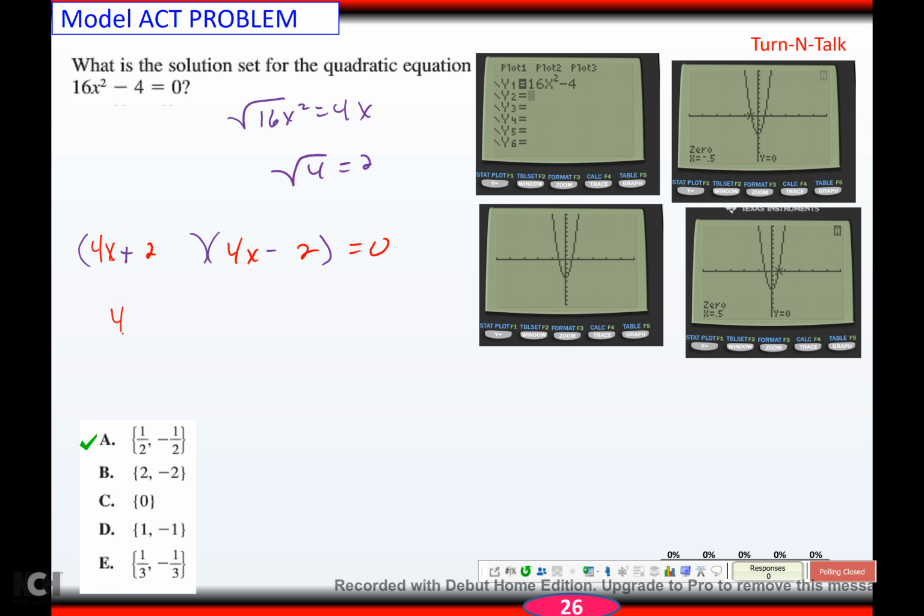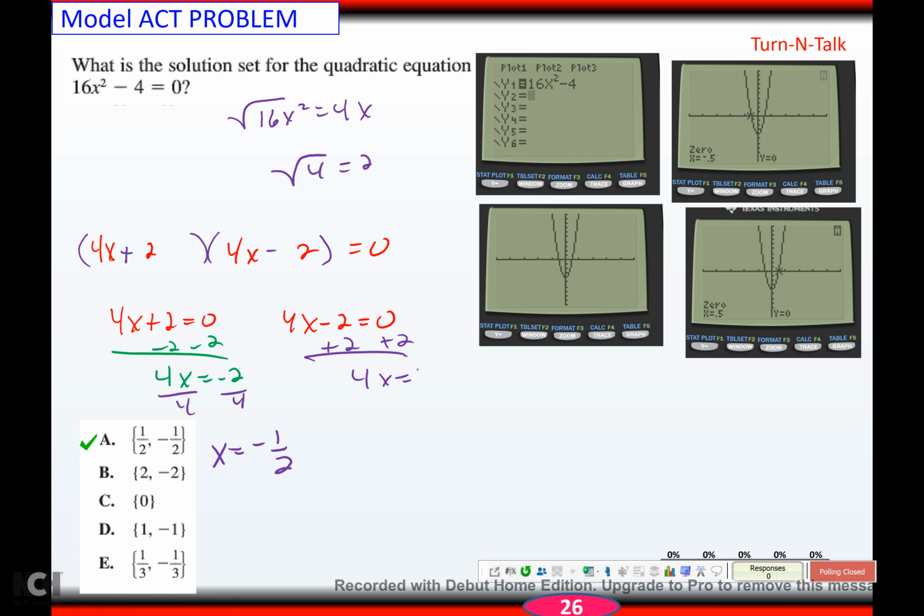If I set those to 0, 4x plus 2 equals 0. 4x minus 2 equals 0. And I solve those. I would minus 2, 4x equals negative 2. Divide by 4, x equals negative 2/4, but that reduces down to 1/2. On the other one, add 2, 4x equals 2, divide by 4, x equals positive 1/2. Calculator, type it in, calculate zeros. There's your left one, negative 0.5. There's your right one, positive 0.5.